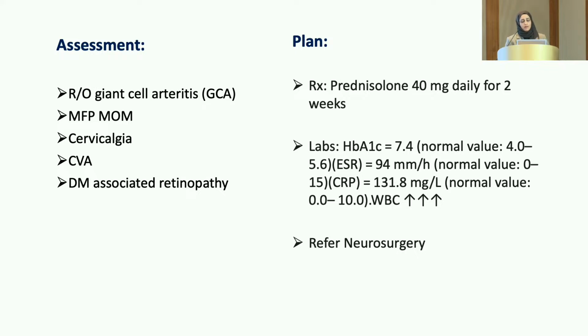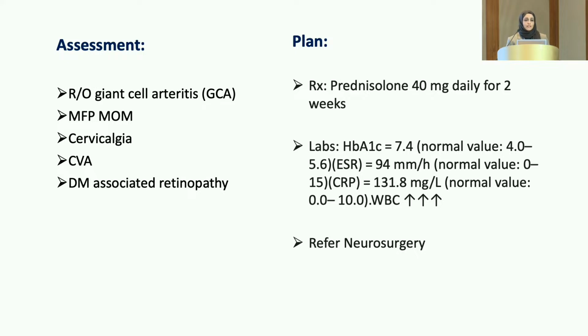So because we are scared of giant cell arthritis, and we will talk about this condition, we directly prescribed high dose of prednisolone, which is corticosteroids, for 2 weeks. And at the same time, we did some labs. Glycosylated hemoglobin was within normal limits. Erythrocyte sedimentation rate, the normal is 0 to 15. For this patient, it's almost 100.